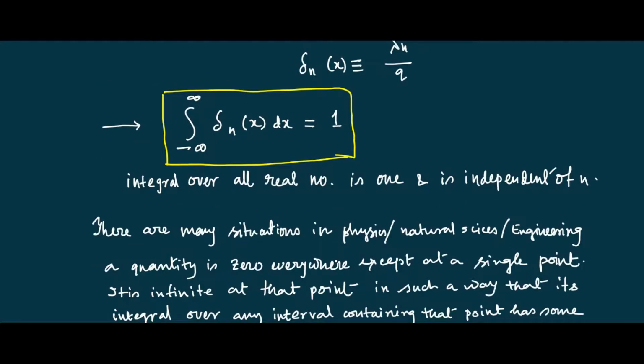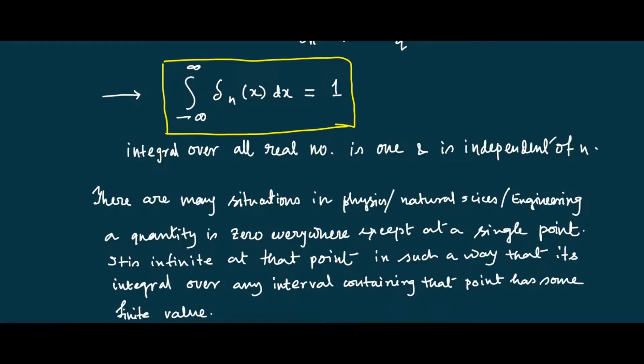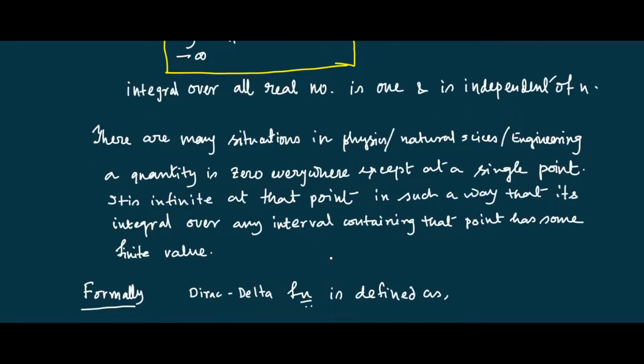Definitely, there are many situations in physics, natural sciences and engineering where a quantity is 0 everywhere except at a single point or near a single point, and it is infinite, a very high value, at that point. It is such that its integral over any interval containing that point has some finite value.